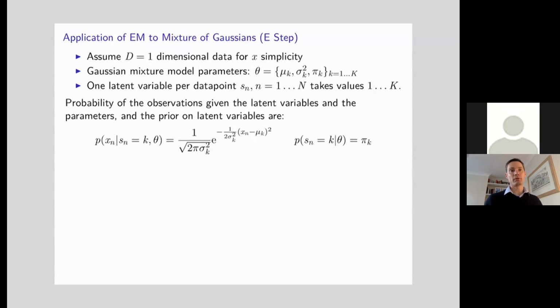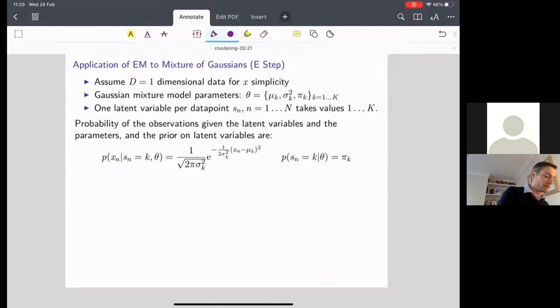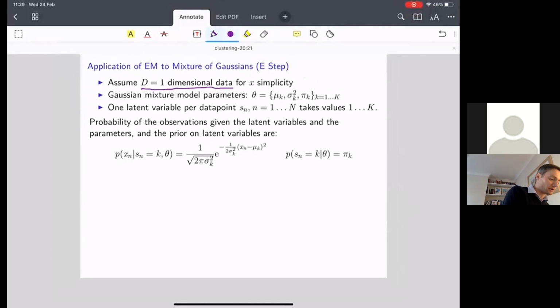Now, in order to save on algebra, and make sure that I communicate the main conceptual messages, I'm going to make things slightly simpler than the full general case. And the way we're going to do that is we're going to assume that we have just one-dimensional observed data x. So the xn's are going to be scalar valued quantities. And so our mixture of Gaussians model, we could actually plot an example of it, might look something like this.